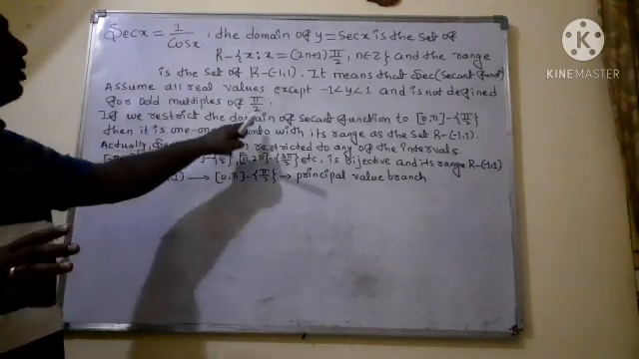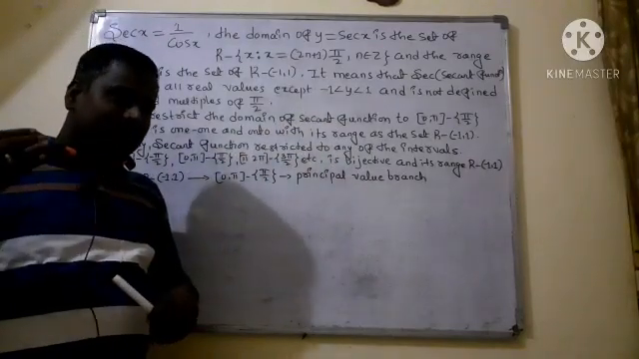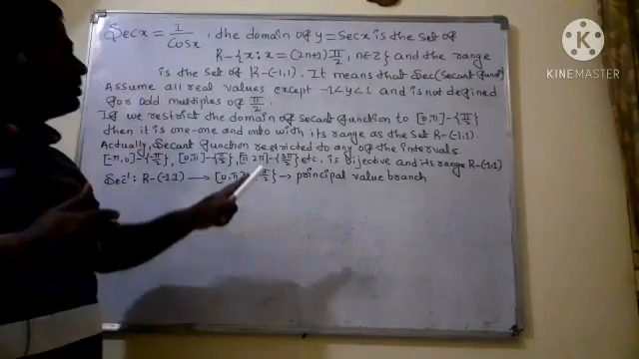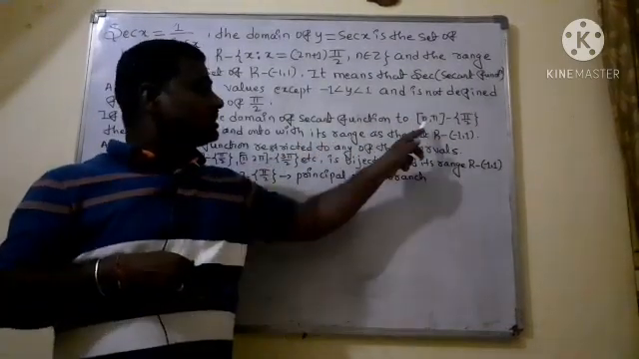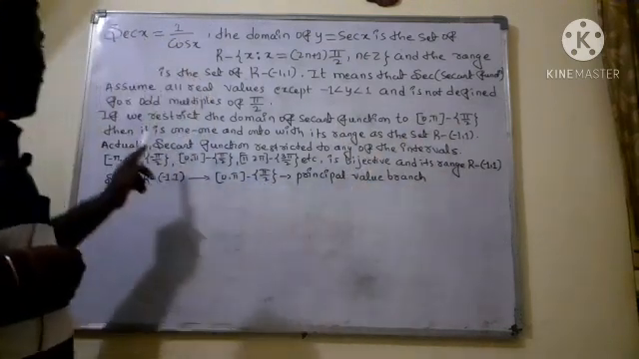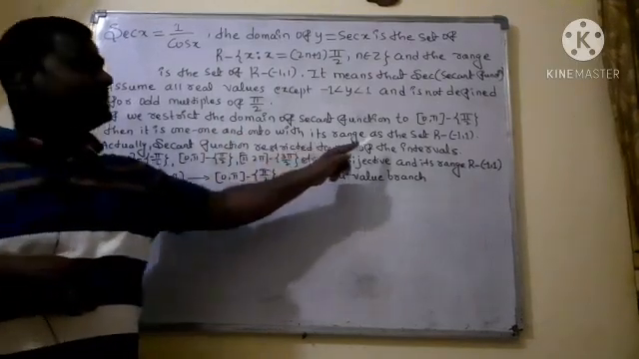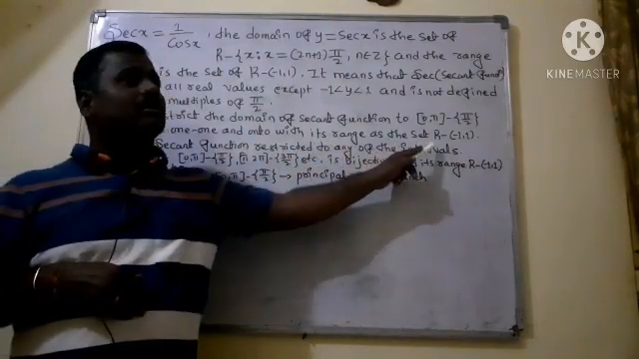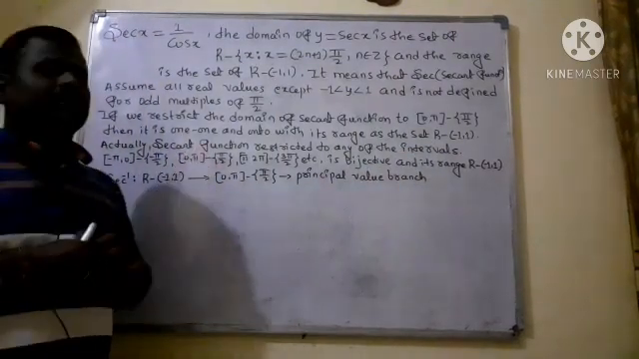If you restrict the domain of the secant function, taking the interval 0 to pi except pi by 2, look at this: 0 to pi closed interval excluding pi by 2, then it is one-one and onto with range the set R minus the interval minus 1 to 1. Actually, the secant function can be restricted in many ways.